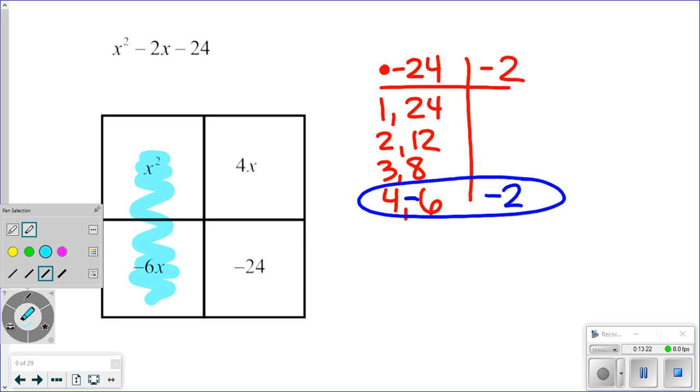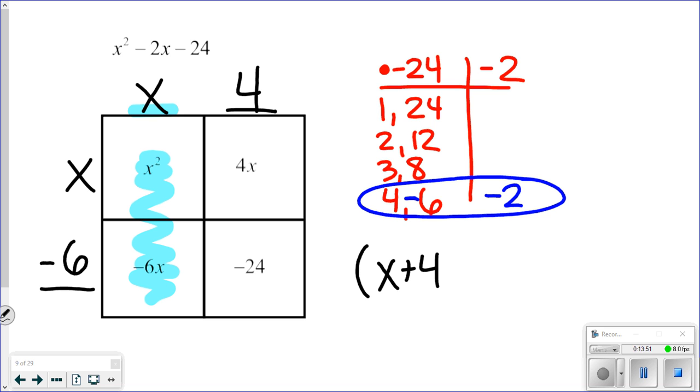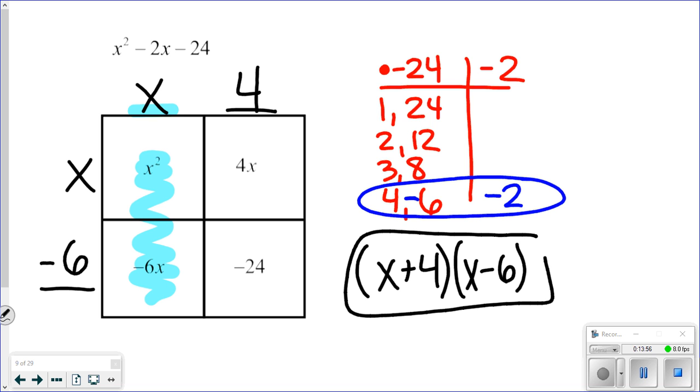All right, let's look at these two and what's our greatest common factor here. They both share just an x, not a number. X times what is x squared? X times what is 4x? X times what is -6x? And let's check. -6 times 4 is -24. So those are our two answers.